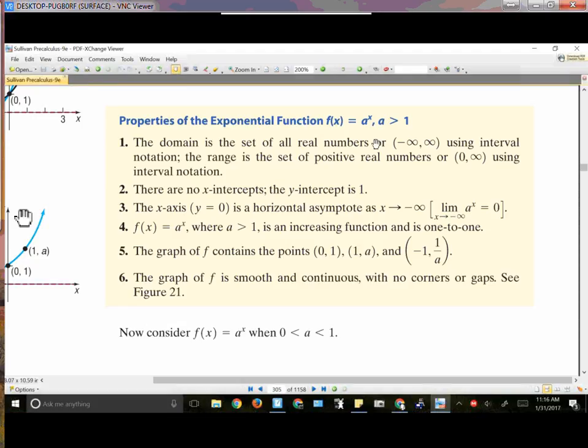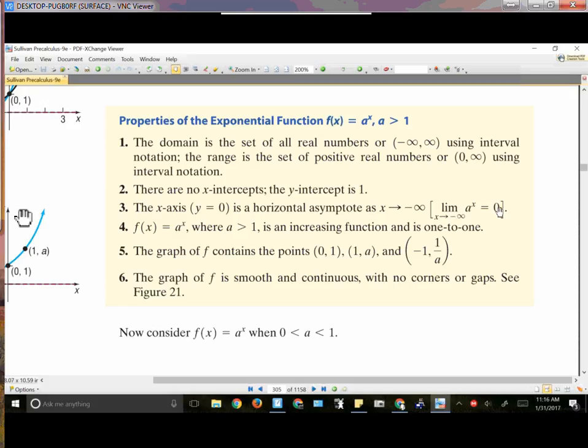If a is bigger than 1, then what you are going to see, domain is always going to be negative infinity to positive infinity. Range is always going to be 0 to infinity. Remember, it's not including 0. No x-intercept, y-intercept is 1. The x-axis is always going to be a horizontal asymptote. As x goes towards infinity, or towards negative infinity, the limit is 0.